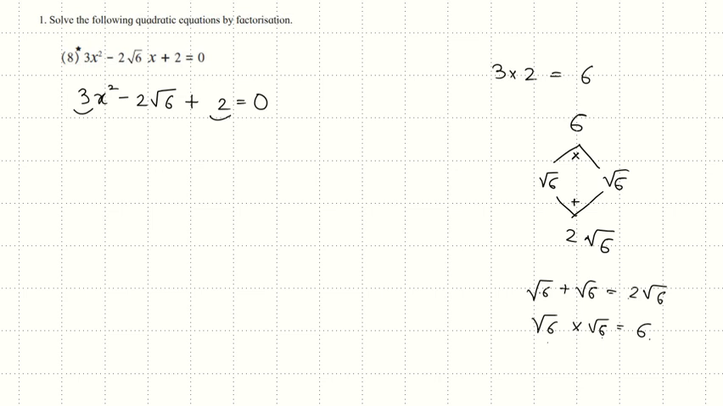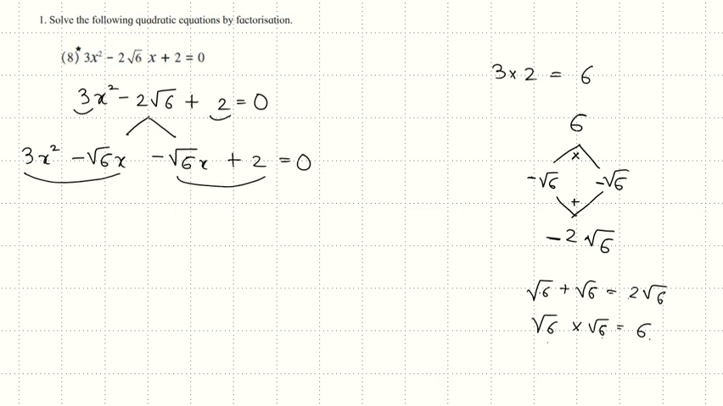Okay, but here if you see, we need this as minus 2 root 6. So both the signs will get changed. Minus into minus will give us plus, and the sign of the bigger number, and even here minus into minus will give us plus 6. So write this down in the equation now. 3x square, this minus 2 root 6x can be written as minus root 6x, again minus root 6x, plus 2 is equal to 0. Group these two terms and these two terms.